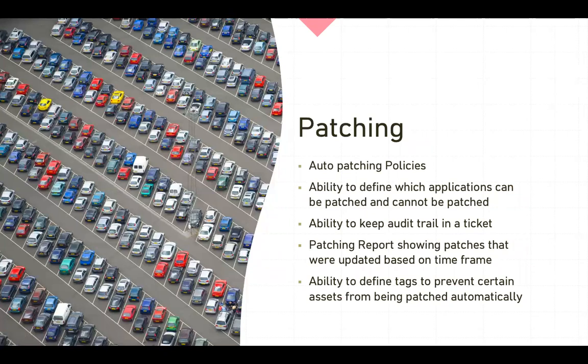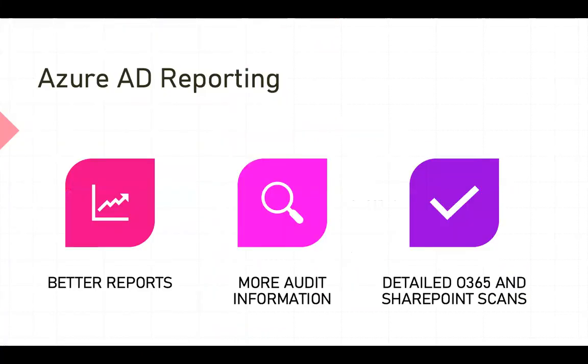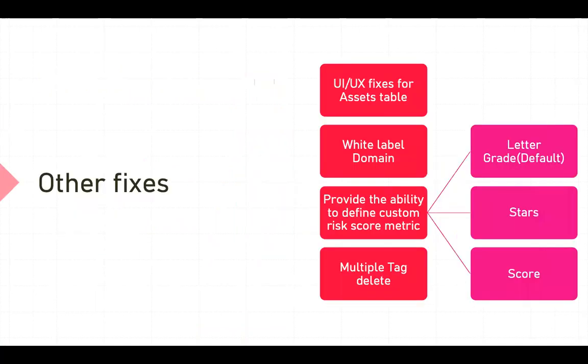Auto patching, where you can define auto patching policies, where you can define which applications you want to patch and which you don't want to patch, and then you have the ability to keep an audit trail, and a patching report to show these timeframes. Azure Ready reporting, much better reports, more audit information, and more detailed Office 365 and SharePoint scans. And this is only the initial version, and we'll be expanding it later.